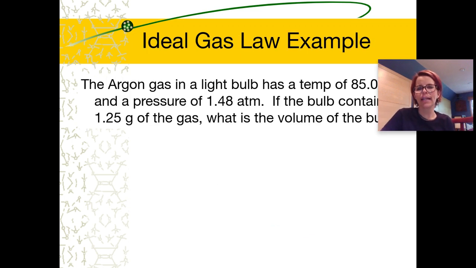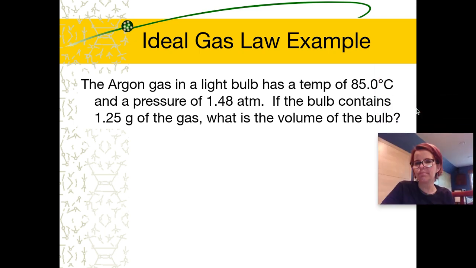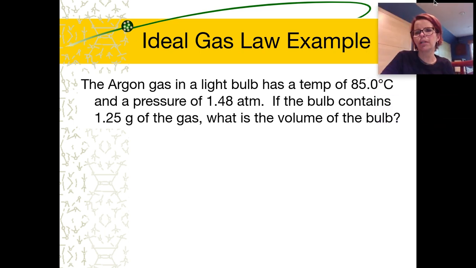All right, so let's try an example. Move my picture out of the way again. Actually moving up in the corner. So let's say we have argon gas. It's in a light bulb and it has a temperature of 85 degrees Celsius. Right away, I notice that it's not in Kelvin. I'm going to have to convert that. And it has a pressure of 1.48 atmospheres. Ooh, that's a unit I can use. If the bulb contains 1.25 grams of the gas, what is the volume of the bulb?